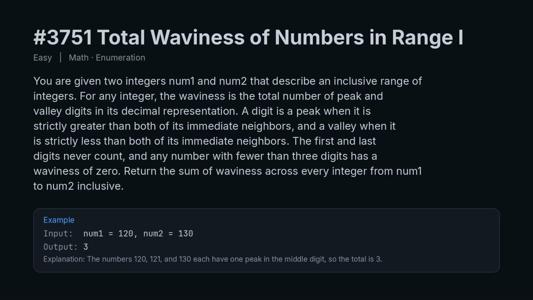Return the sum of waviness across every integer from number 1 to number 2 inclusive. For example, given number 1 equals 120, number 2 equals 130, the expected output is 3.